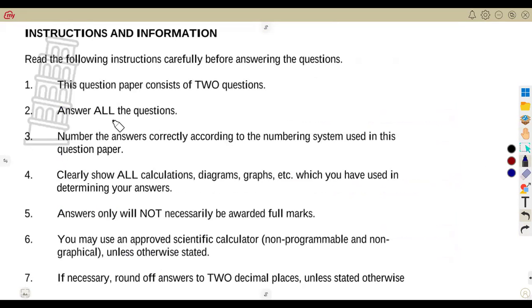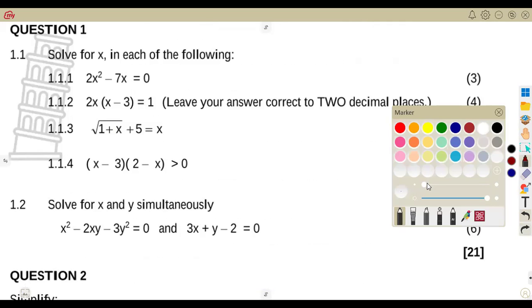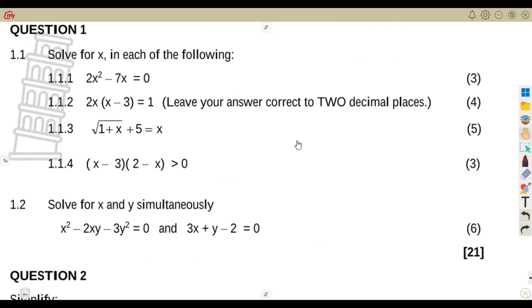So as we are given, make sure that you go through the instructions and information. This question paper consists of 2 questions, guys. It was just a short test. This is February, not March, okay? So definitely, guys, go through everything. If necessary, round off your answers to 2 decimal places, unless stated otherwise. So that was what we had.